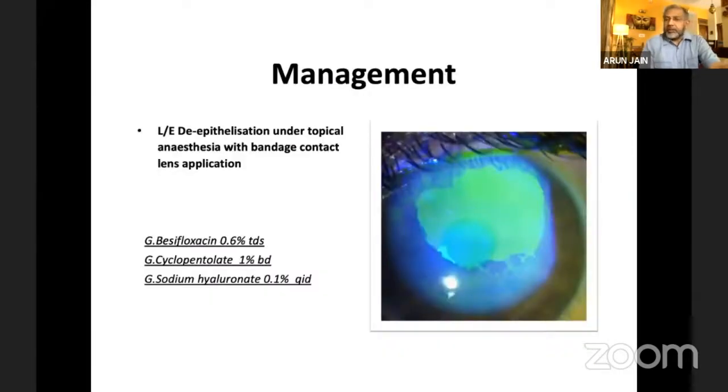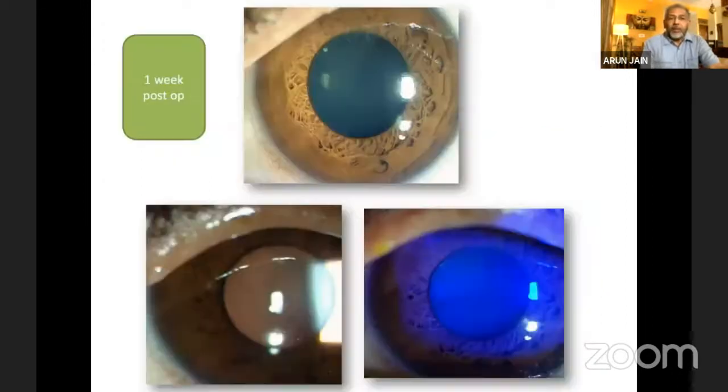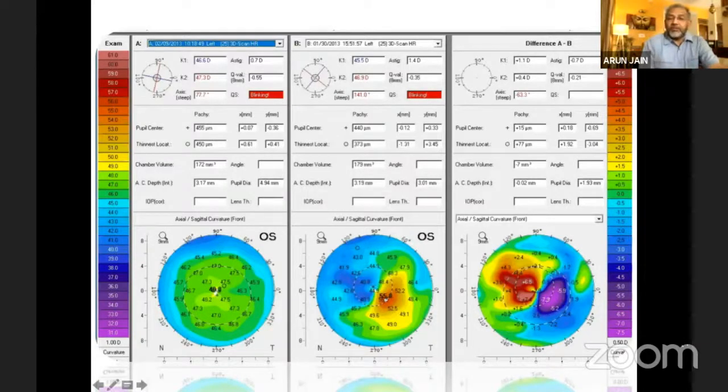And we did a simple debridement of the abnormal epithelium under topical anesthesia on the slit lamp. And this is after 1 week, you can see the cornea is clear of the abnormal epithelium, and the patient had a restoration of vision. And this is the difference made on the Pentacam. You can see the improvement was drastic.